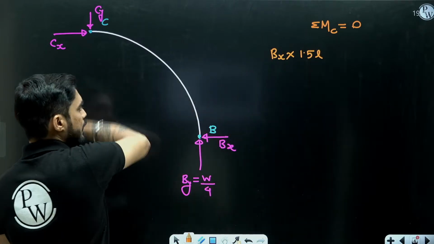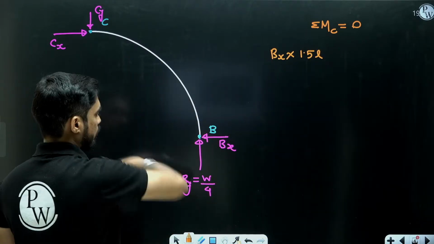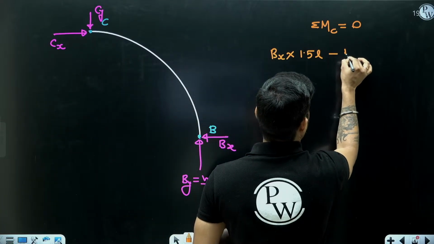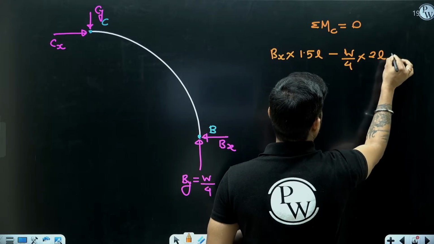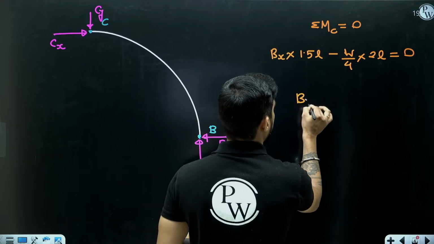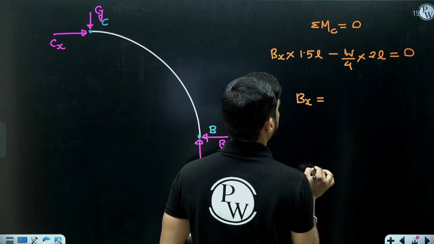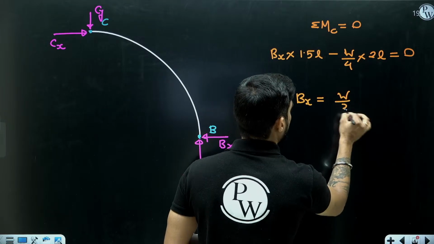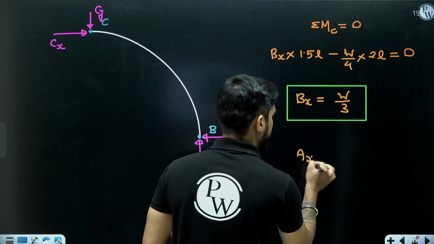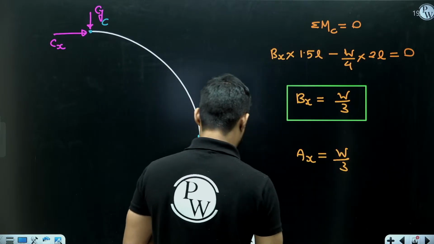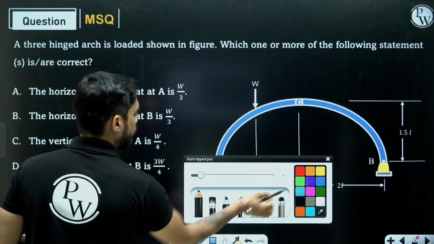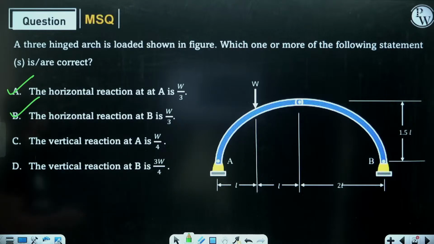And moment of BY will be, moment of BX is anti-clockwise, moment of BY will be clockwise, minus W by 4 into 2L. This is the center, na? 2L. So from here, I will get BX equal to W by 3. And if BX is W by 3, so will be AX. So both are W by 3 and W by 3. So A and B are the correct statements.